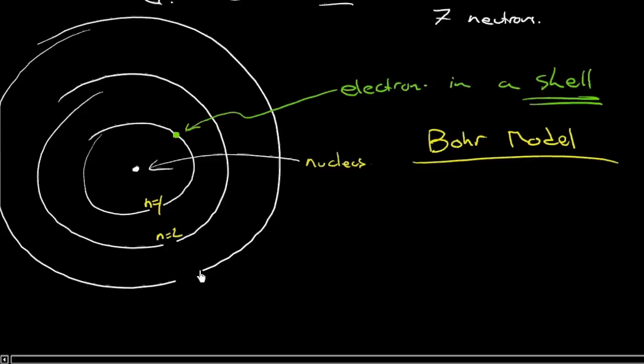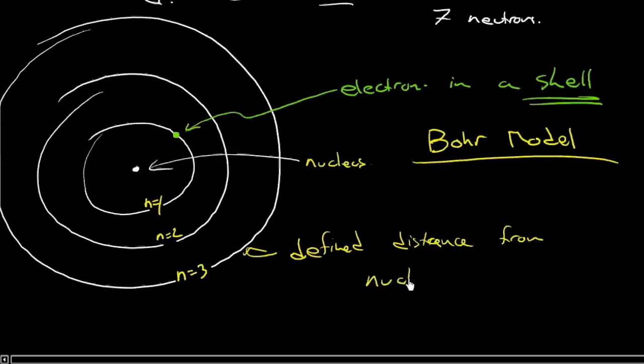I erased a space and then I realized I didn't make it big enough to fit my writing in. N equals 3. So these are different shells, different distances, but they are defined. This is an important feature: defined distance from the nucleus. Okay, and so this model is not entirely correct. There are limitations to it. There are problems with it.